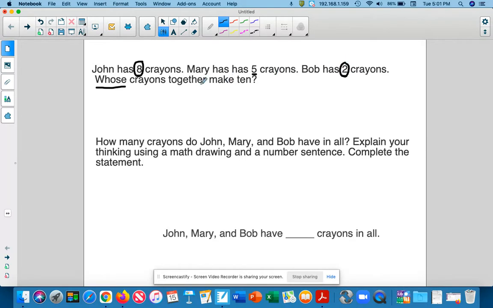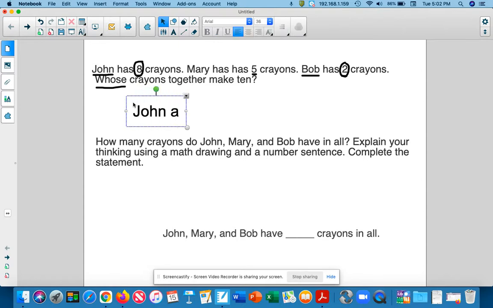They make 10. So I'm actually going to write Bob and John's names, because remember, they want who. So I'm going to put in John and Bob, because they are the ones that have the crayons that add up to be 10.